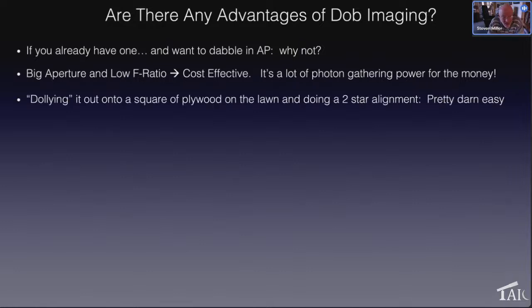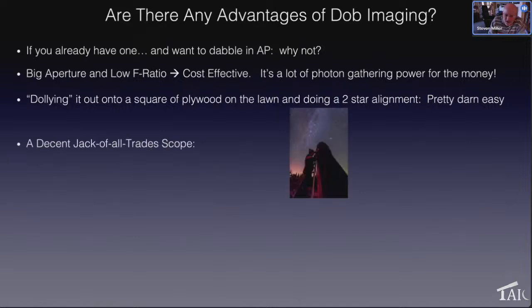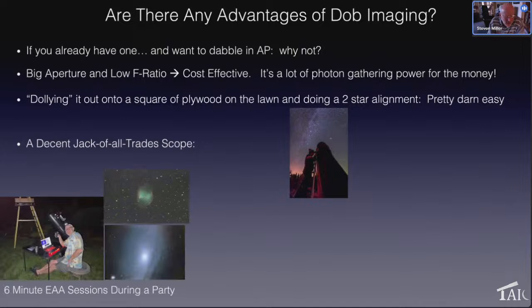And then I can dolly it out onto the yard on a piece of plywood and do a 2-star alignment. It's pretty darn easy, really, to set up and go. For me, it's a decent jack of all trades scope. I can do deep sky observing. Dobsonians are wonderful deep sky scopes. I can do nice electronic-assisted astronomy sessions. I have some friends over, and I just set it up and start doing it. And both those images were done in 6 minutes. So you get nice images in 6 minutes with it. It's great for gatherings and a party.